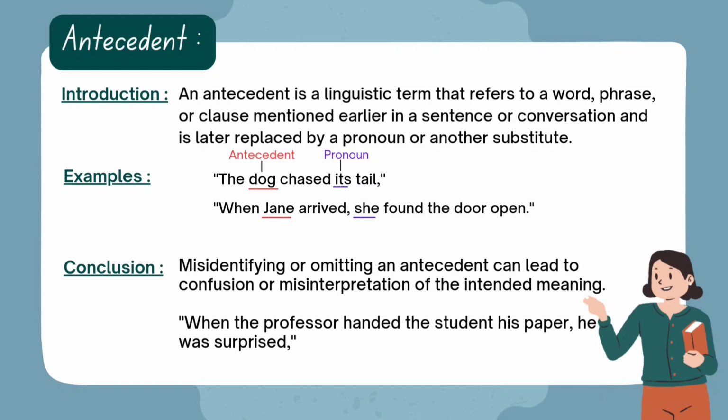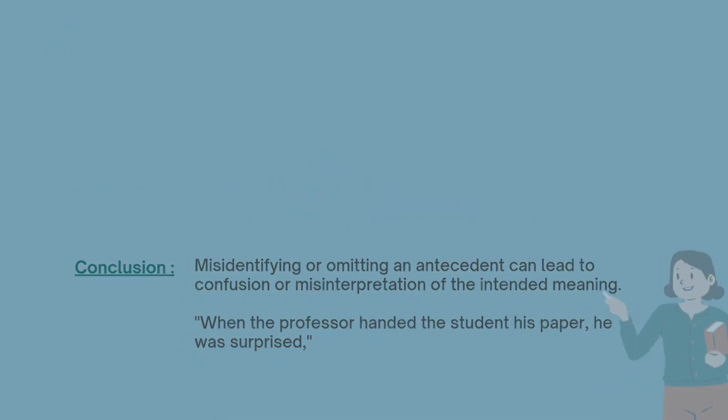Now see the sentence, when the professor handed the student his paper, he was surprised. In this sentence, professor is a noun. Here the pronoun he is referring to whom? It is referring to professor or student. So it is unclear. To avoid such confusion, it is important to ensure that antecedents are clearly and correctly identified.